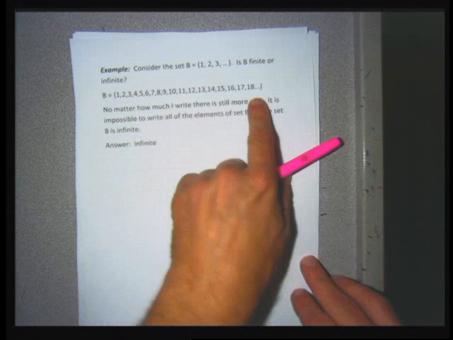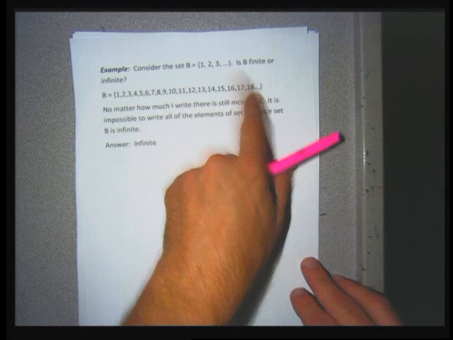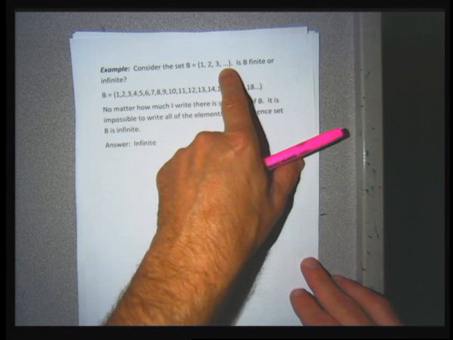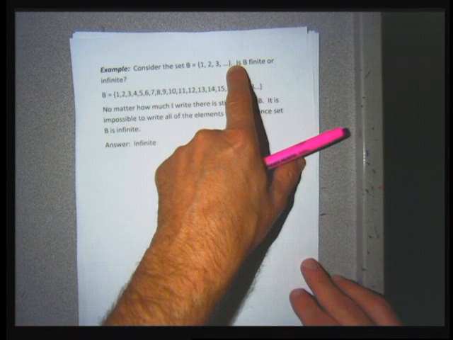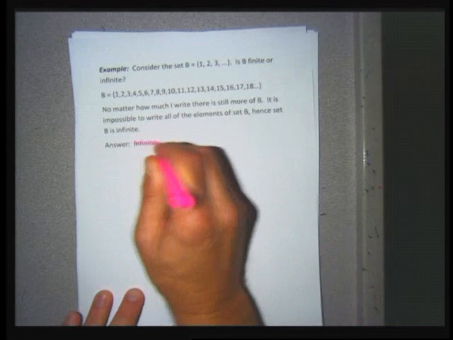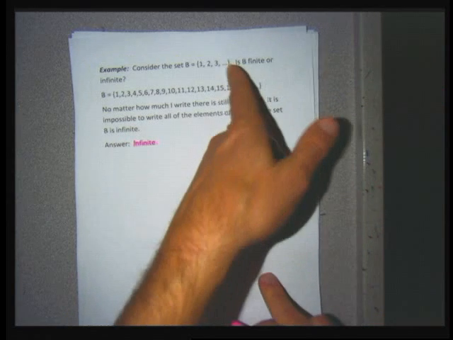It would be impossible. I can continue to write integers forever, but I'll never reach the end because the dots don't get terminated by a number. So B is going to be considered an infinite set because no matter how much I write, the dots tell me to keep going. And because the dots didn't have a number after them, I'm not going to stop. I'm going to go forever. That makes an infinite set.